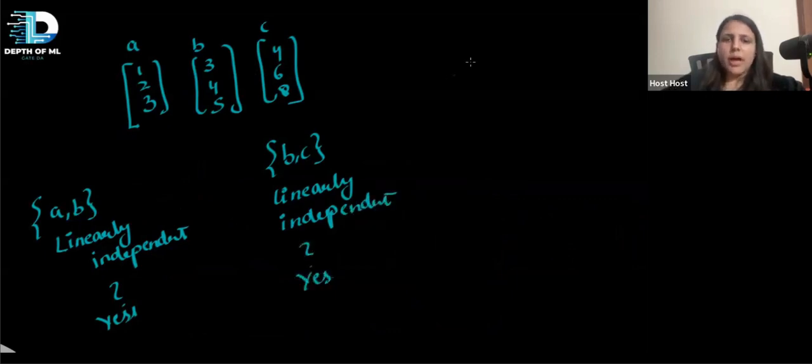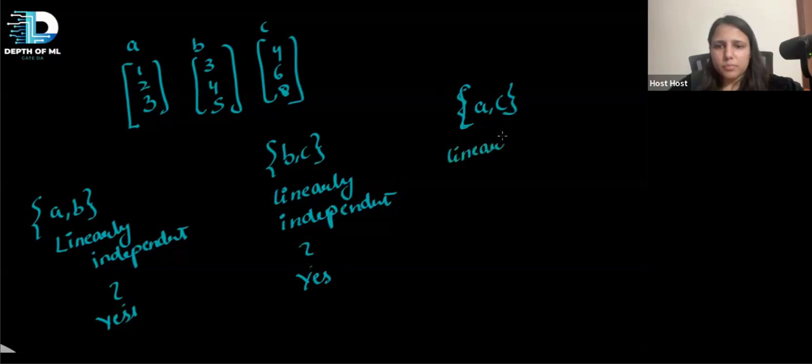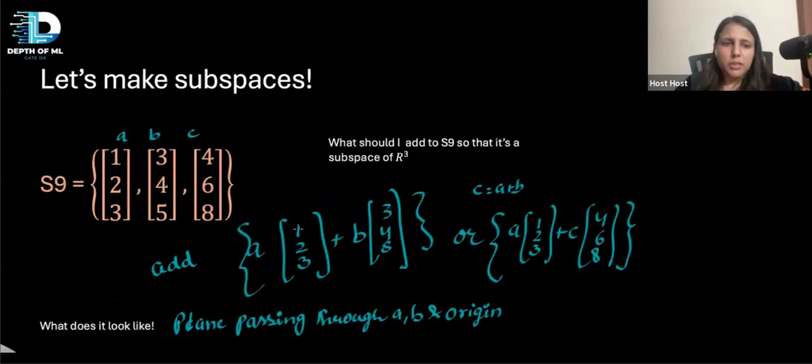This is also right. And if I take A and C, that is also right. So any two of them I take, they're linearly independent. So any two I can take and I take the linear combination of them, select those vectors, put in my set S9, and it will give me a subspace. Right?